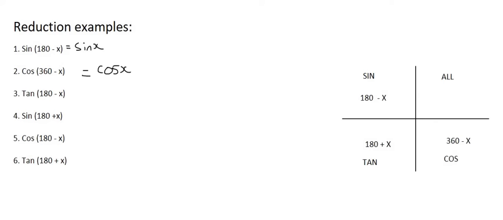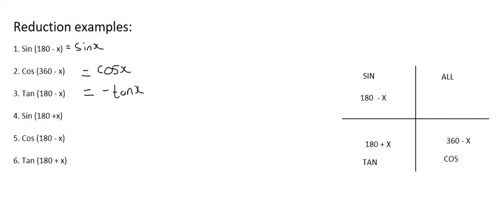The next one is tan of 180 minus x. Is 180 minus x on the diagram? There it is. So we can comfortably say tan x. Then we need to see if the answer is positive or negative. Because it's in the quadrant where sin is positive, it means that tan is negative. So the answer for that one is minus tan x.